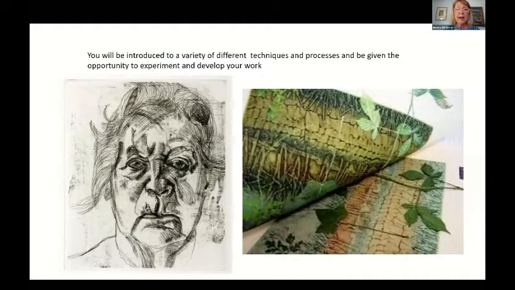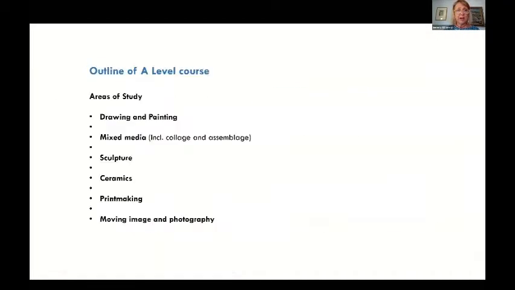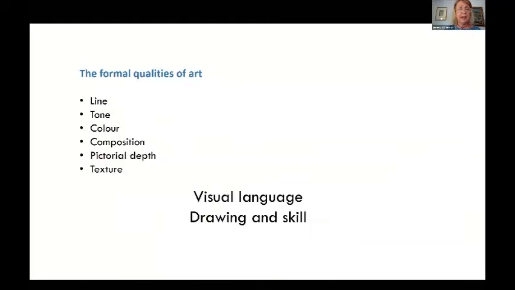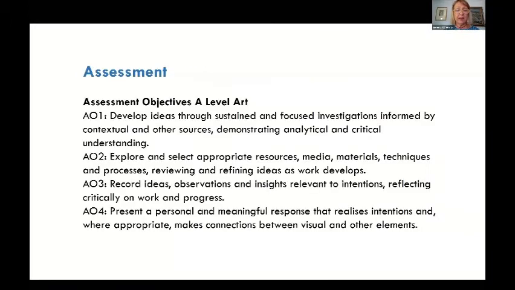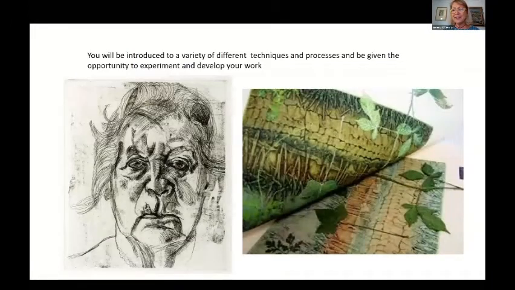And going back to the formal qualities of art, if I go back to this one over here, we've got line, tone, color, composition, pictorial depth, and texture. You can see with this one here, this is all about line, isn't it? This understanding of line. So Lucian Freud here has basically scratched in these lines, which ink gets trapped in to make a print. And he's made the lines contour, so they follow the shape of the face.